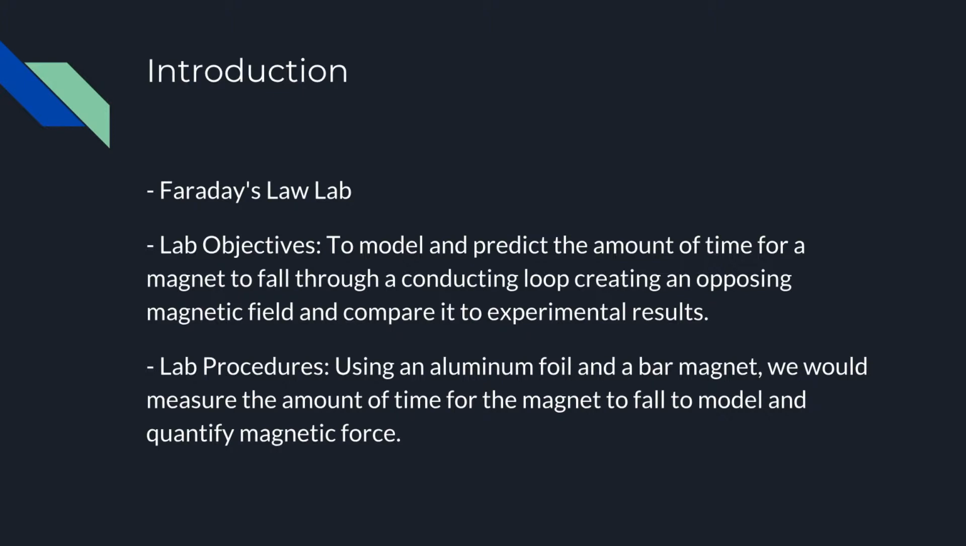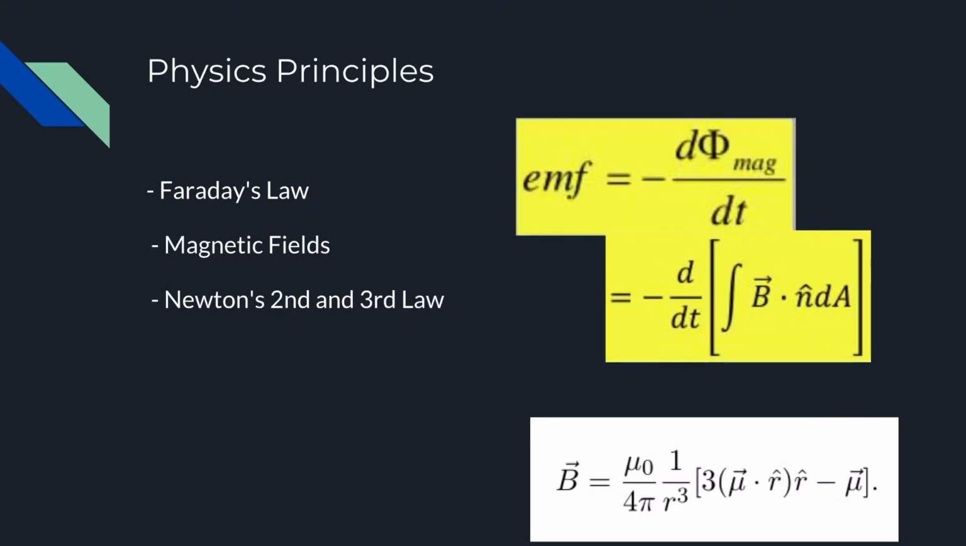The objective of this lab was to model and predict the amount of time for a magnet to fall through a conducting loop, creating an opposing magnetic field, and compare it to experimental results. In order to do this, we will be using an aluminum foil and a bar magnet, and we would measure the amount of time required for the magnet to fall to model and quantify the magnetic force being caused.